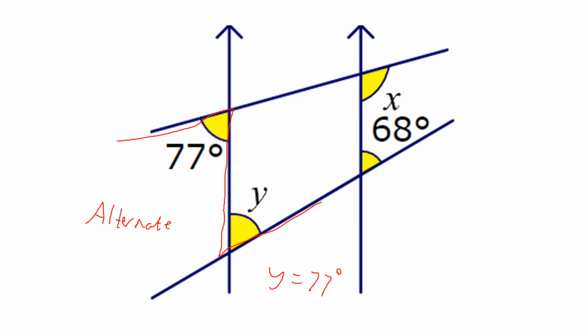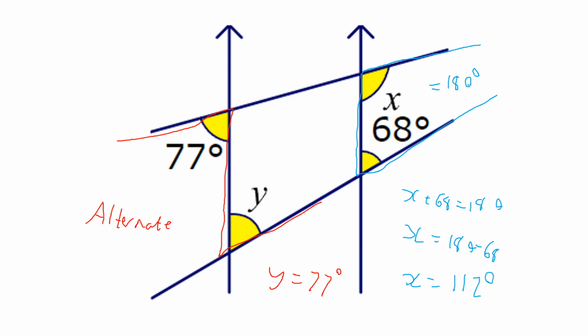Same with x over here. We can see that it's in a C shape, no pun intended. So therefore they're going to equal 180 degrees. And if they're equal to 180 degrees, x plus 68 is equal to 180. And so therefore x is equal to 180 minus 68. So therefore x is equal to 112 degrees.